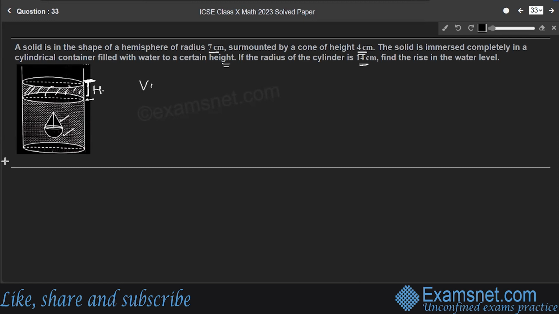So we'll consider the volume of rise in water, which is in cylindrical shape, right? So it is equal to the volume of the cone, because this hemisphere is surmounted by a cone, right? Volume of cone plus volume of hemisphere, or volume of the solid, right? So volume of rise in water, which is in cylindrical shape, right?